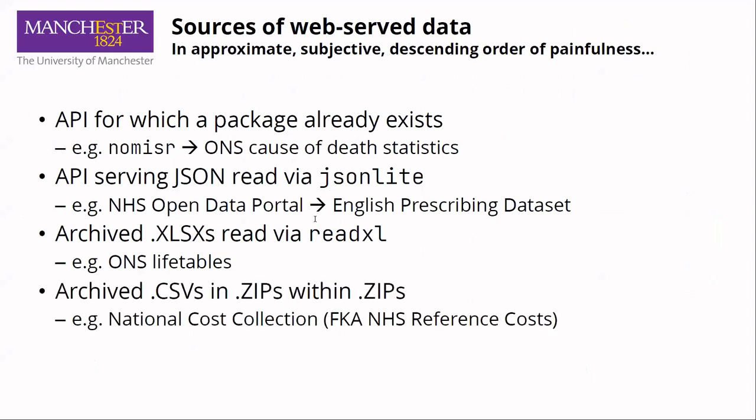The worst thing that I've dealt with along this way is where you have these convoluted systems of CSVs within zips, and the best example of that is what used to be called the NHS reference costs, now called the national cost collection.